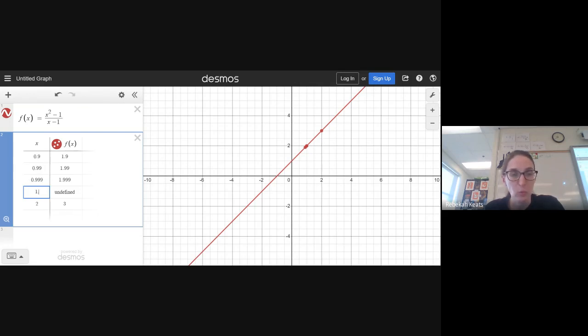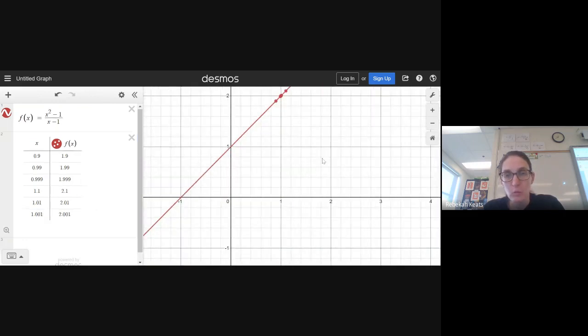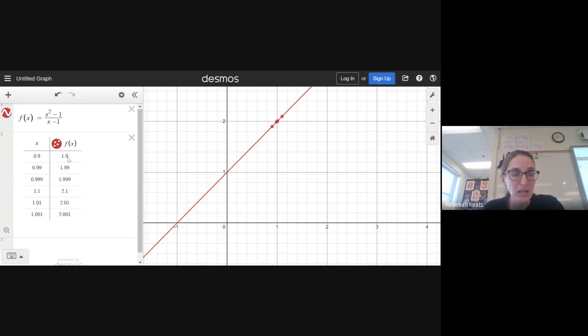So what's it doing at 1.1, at 1.01, at 1.001? Looking at those points in the table, as we get closer to the value 1, our function value seems to be getting ever closer to the value of 2 from both sides. As we approach from the left, we seem to be getting closer and closer to 2.